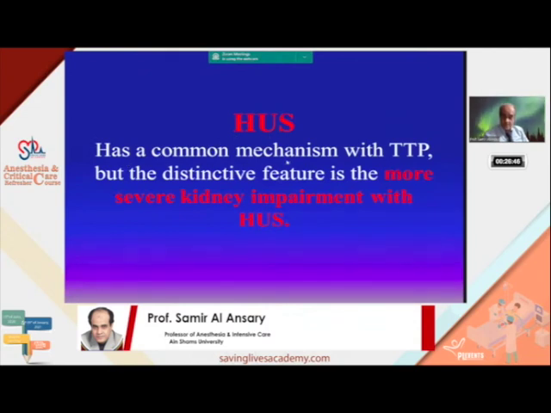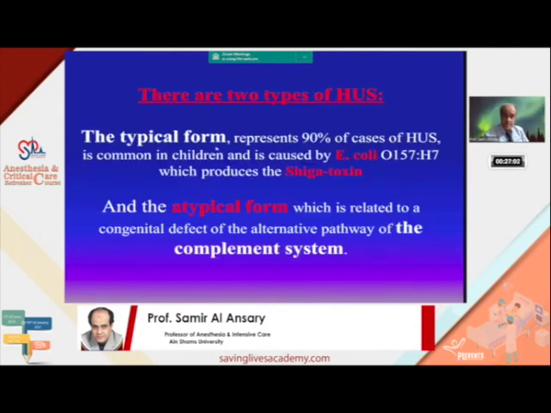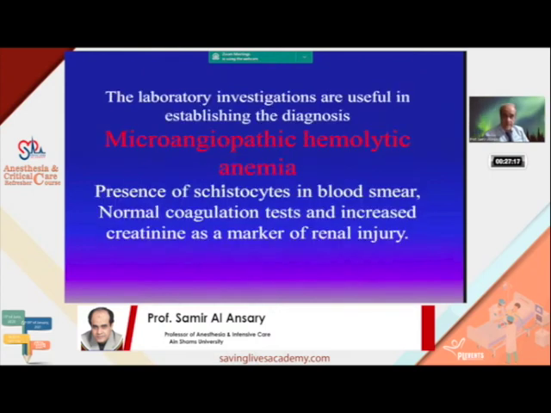HUS has a common mechanism with TTP, but a distinctive feature is more severe kidney impairment with HUS. There are two types of HUS: the typical form, as I said, which is caused by E. coli strain O157 and the release of Shiga toxins, or the atypical form, which is due to a defect in the complement system, especially C5. Lab investigations are useful in establishing the diagnosis of a microangiopathic hemolytic anemia, with presence of schistocytes in the blood smear in TTP. Coagulation tests, PT and PTT, are normal, coagulation factors are normal, and creatinine is increased as a marker of renal injury in both TTP and HUS, but more in HUS.